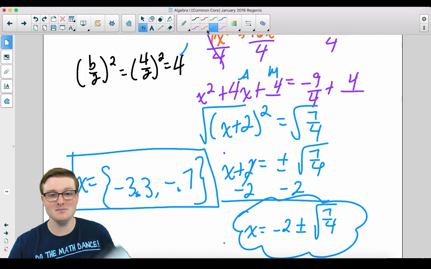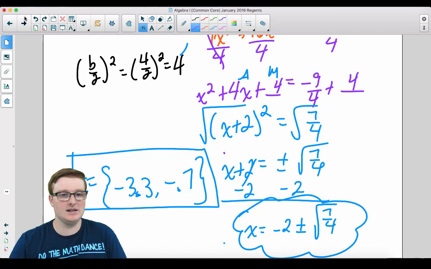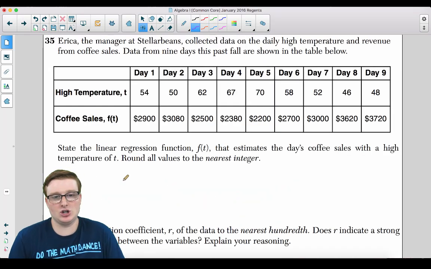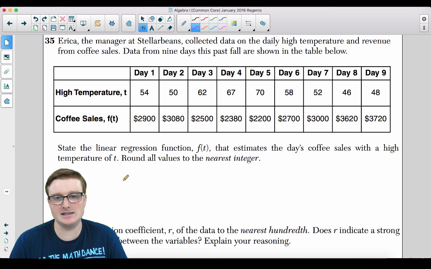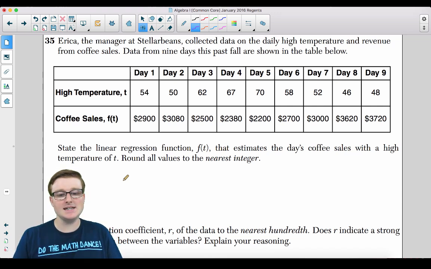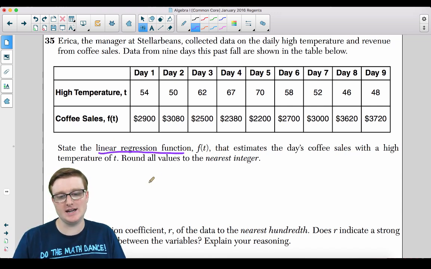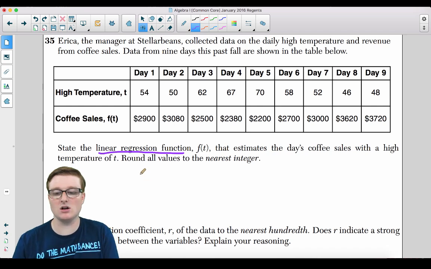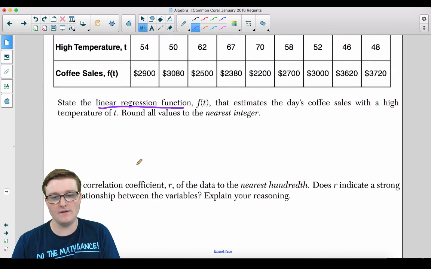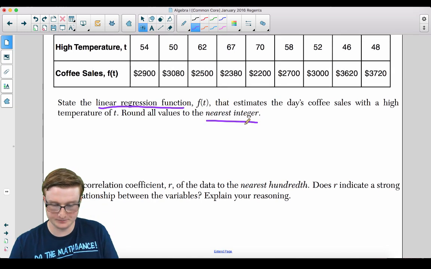All right, moving along. Here we go. Erica, the manager of Stellar Beans, I don't know what that is, collected data on the daily high temperature and revenue of coffee sales. Okay. Data from 9 days this past fall are shown in the table below. State the linear regression function f of t that estimates the day's coffee sales with a high temperature of t. Round all values to the nearest integer.